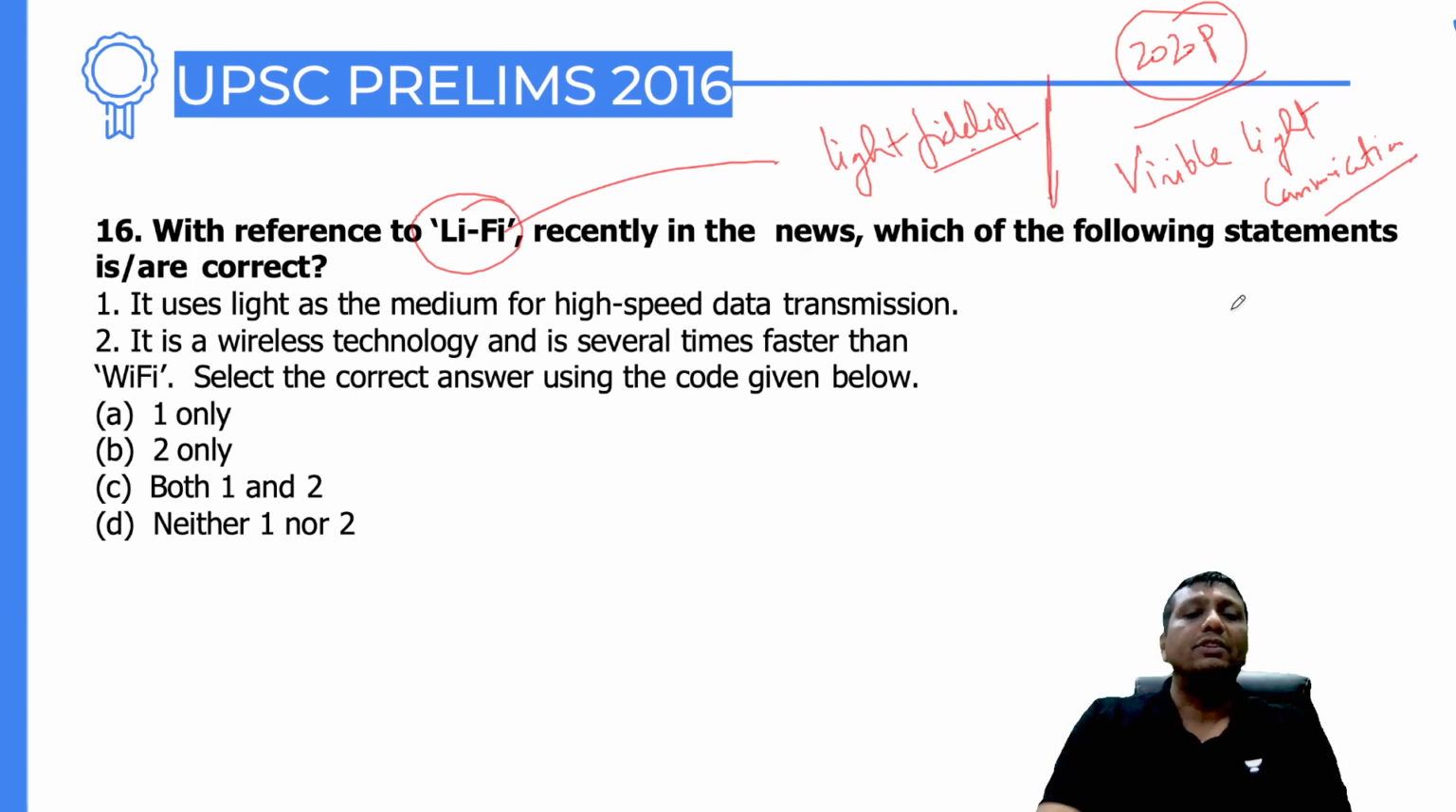Either you call Li-Fi visible light communication. In 2016, there was a question based on Li-Fi. In 2020, the question used the term visible light in place of Li-Fi. The question repeated further after five years in the 2020 examination. So which of the following statements is correct regarding Li-Fi? One, it uses light as a medium for high speed data transmission.